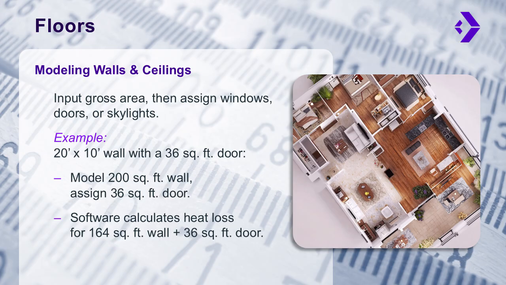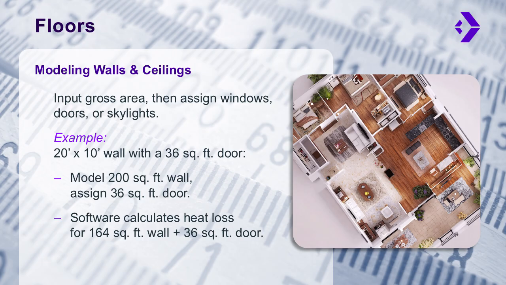And one other thing about surface areas for walls and ceilings: you typically will model the gross area, then assign a window, door, or skylight to that, and the software does the math for you. So for example, if you have a 20-foot long, 10-foot high wall with a 36 square foot sliding glass door in it, model 200 square feet of wall, then assign the sliding door to it. The Manual J program will model heat loss across 164 square feet of wall and 36 square feet of window for that full section.